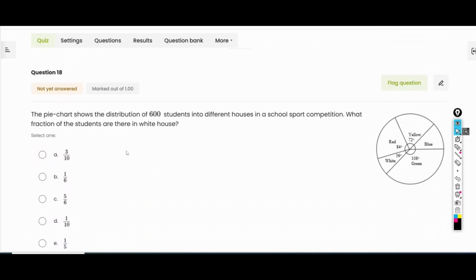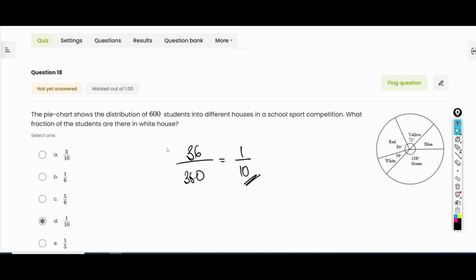17. So moving on, we have 18. Okay, so what fraction of the students are there in White House? All right, so White House is 36, so that's just 36 degrees out of the total of 360. That's just 1 out of 10. All right, so just divide that, you have 1 out of 10. The correct option is option D, 1 out of 10. So that's what fraction of the students are in White House, what fraction of the total students.